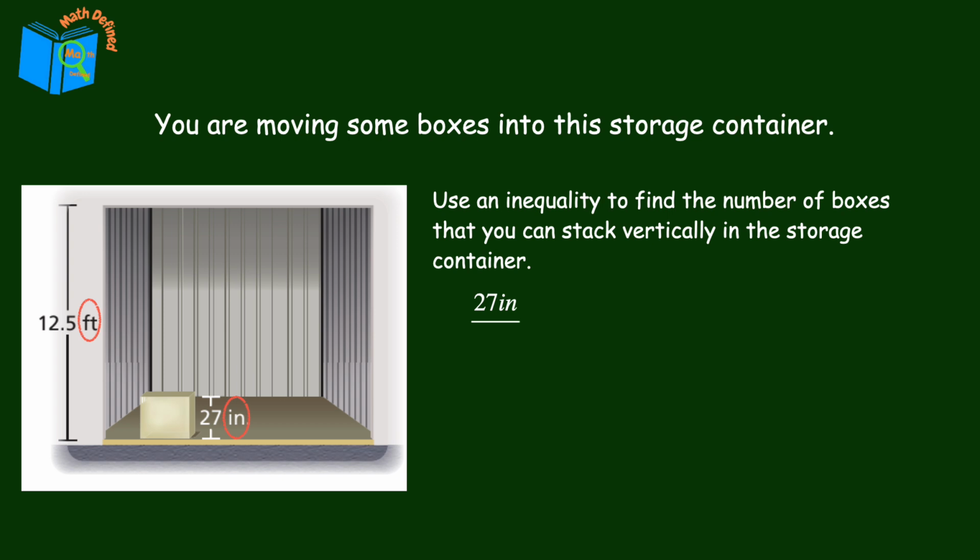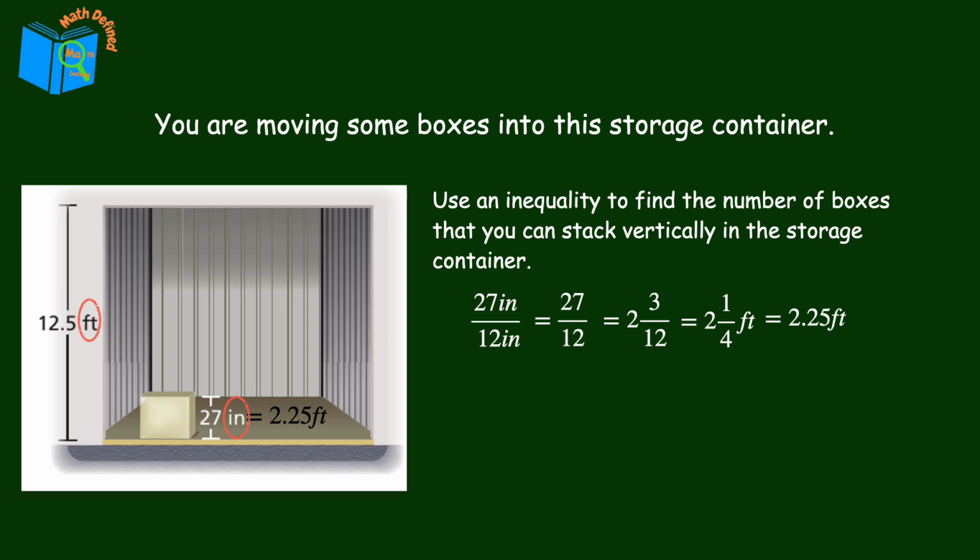We can use a fraction ratio to convert 27 inches into feet. Since there are 12 inches in 1 foot, the fraction is 27 over 12. We'll simplify this by dividing 12 into 27 2 times with 3/12 left over, which simplifies to 2 1/4 feet. Converting it into a decimal is 2.25 feet.